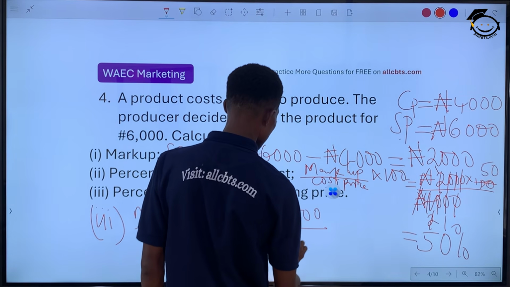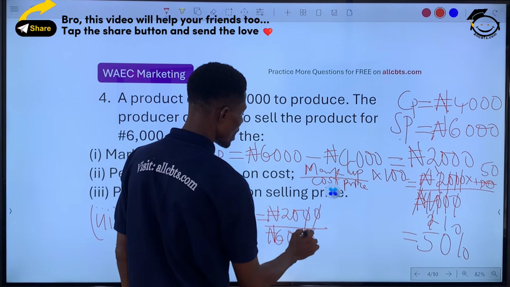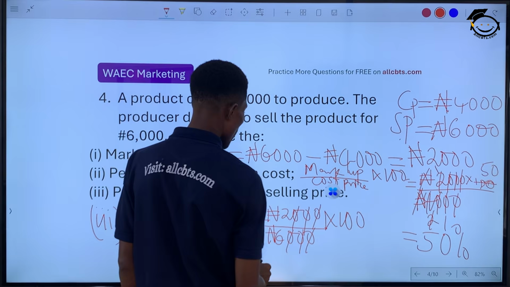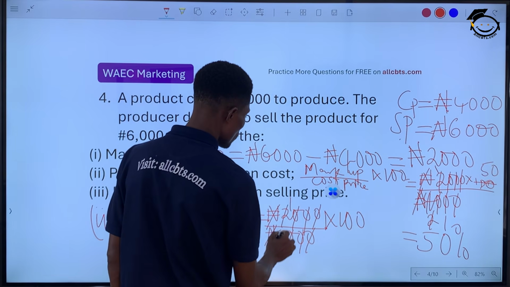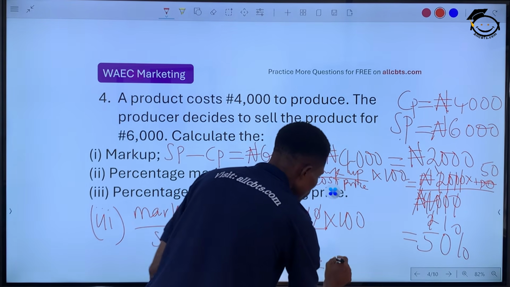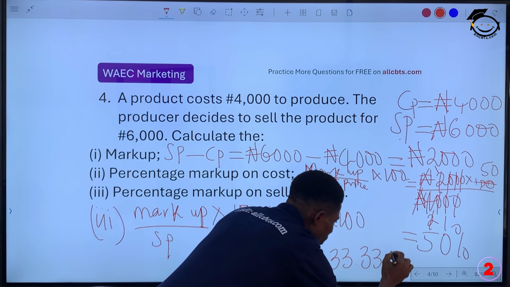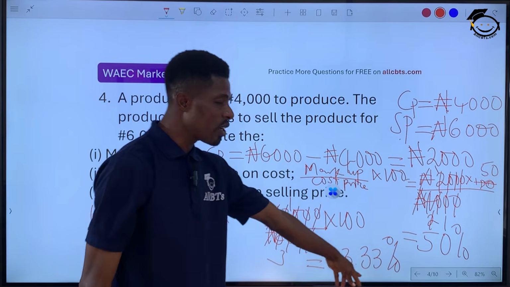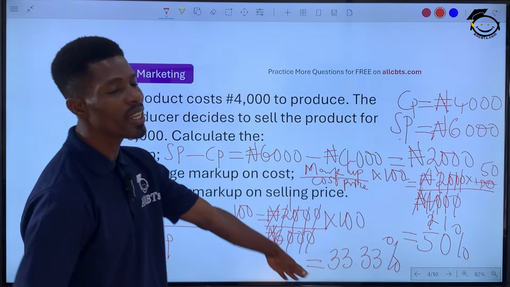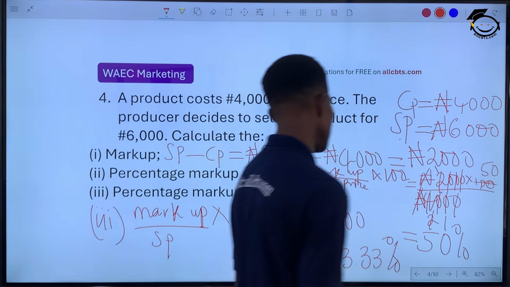Selling price is 6,000 naira. 0 cancel 0, 0 cancel 0, 0 cancel 0, times 100. Remember to do this. Alright, naira cancel naira, 2 over 1, 2 over 3. So 3 in 100 will give us 33.3 percentage. This is a recurring number, so it will keep occurring, so you can just take 2. So this will be our answer, or 33 whole number 1/3 percentage. So we are done with this.